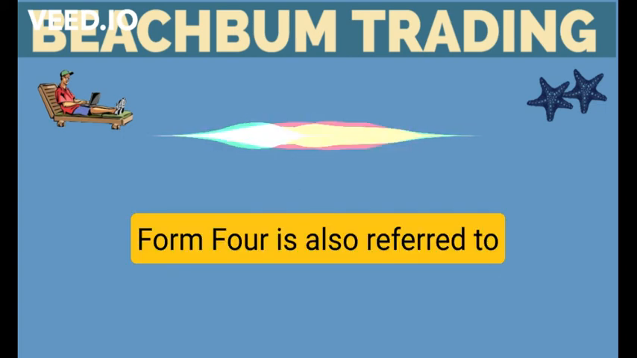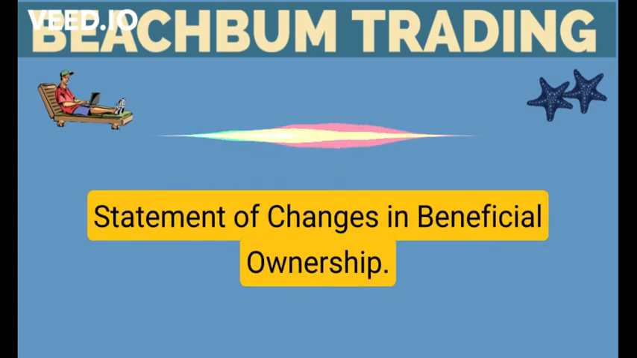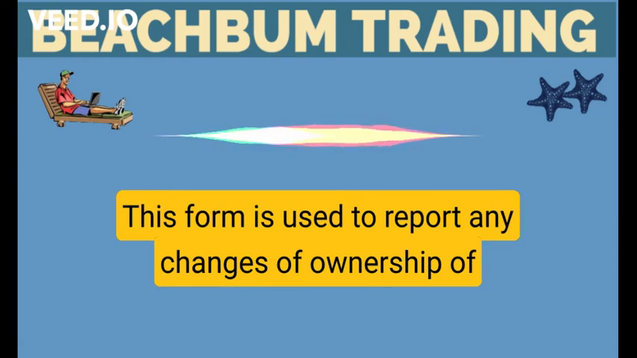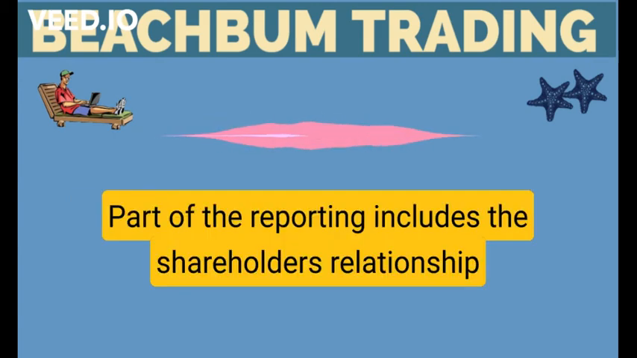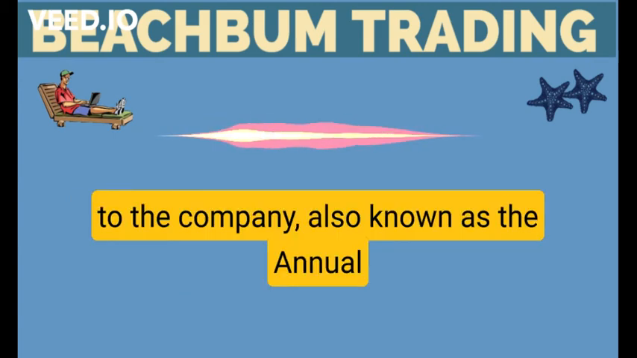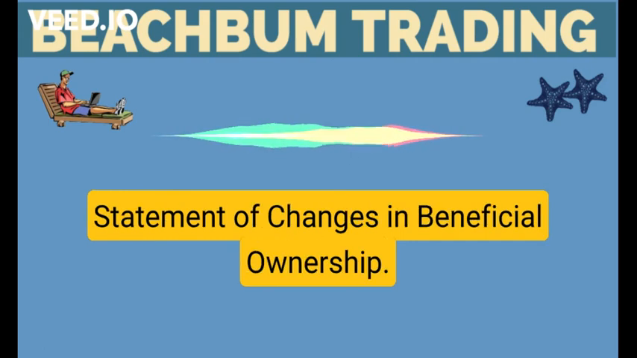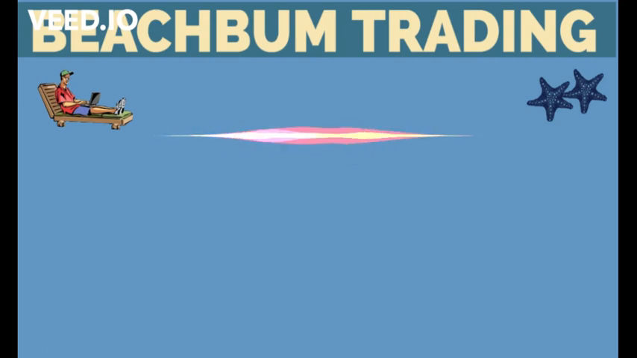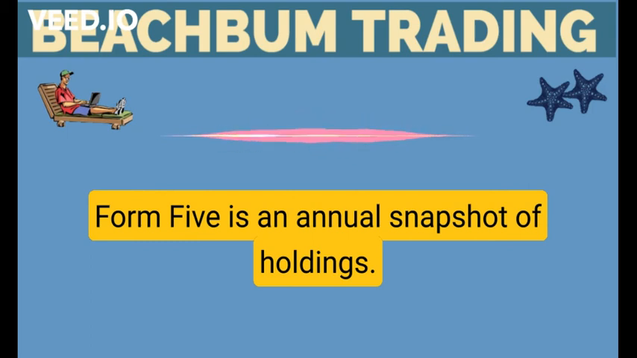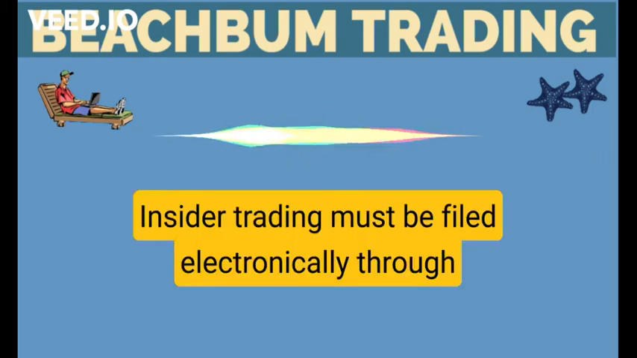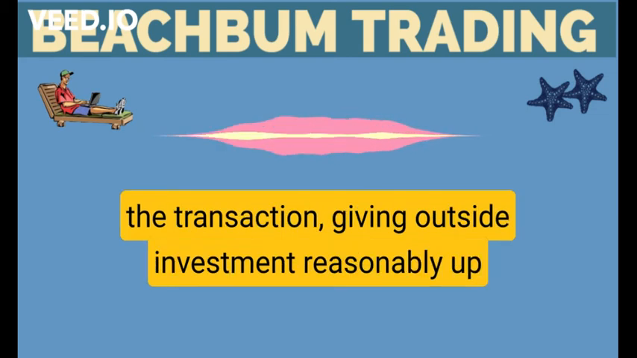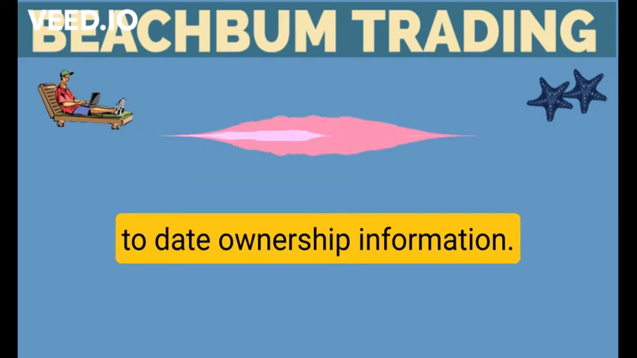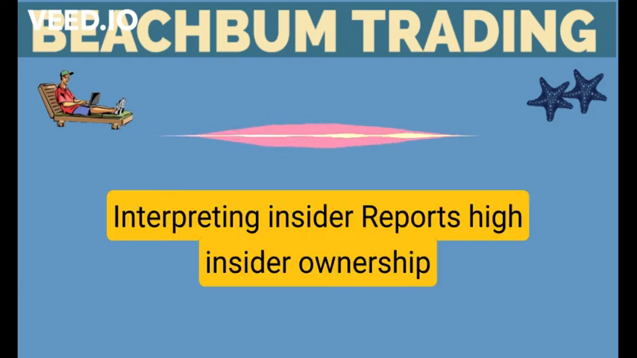Form 4 is also referred to as the Statement of Changes in Beneficial Ownership. This form is used to report any changes of ownership of insiders who hold more than 10% of a company's stock. Part of the reporting includes the shareholder's relationship to the company. Also known as the Annual Statement of Changes in Beneficial Ownership, Form 5 is an annual snapshot of holdings. Insider trading must be filed electronically through the EDGAR system within 2 days of the transaction, giving outside investors reasonably up-to-date ownership information.